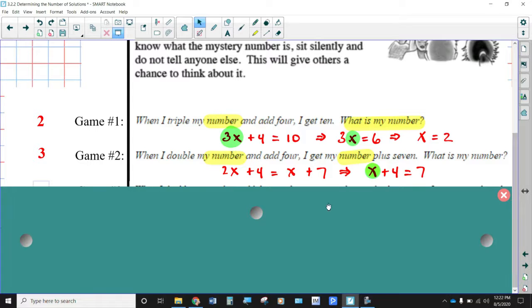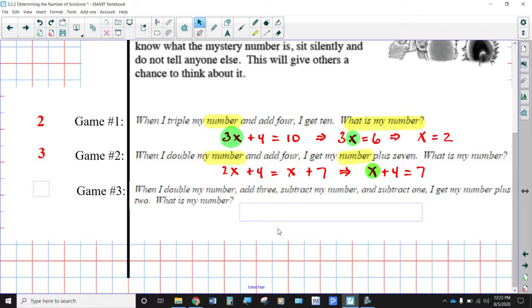All right, let's look at the last one. When I double my number, oh, no, I want to color code it, right? There we go. When I double my number, remember that means to multiply times 2, and add 3, then I subtract my number and subtract 1, I get my number plus 2. That's an interesting one. So we're going to double the number and add 3.